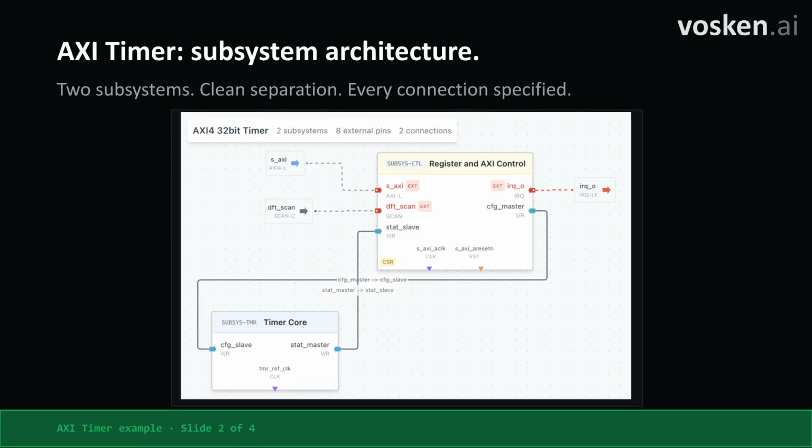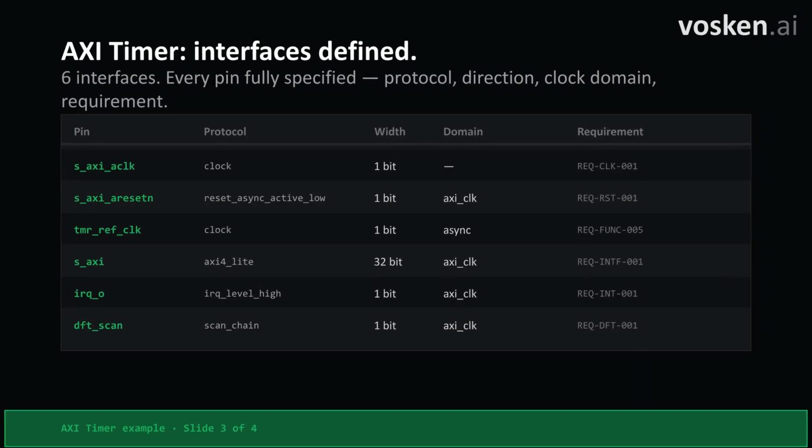Here is the complete block diagram that Stage 2 produces. It has 2 subsystems. Subsys CTL handles software-facing elements like the AXI interface, and Subsys TMR handles the timer data path. This topology is now frozen and becomes the input to Stage 3.